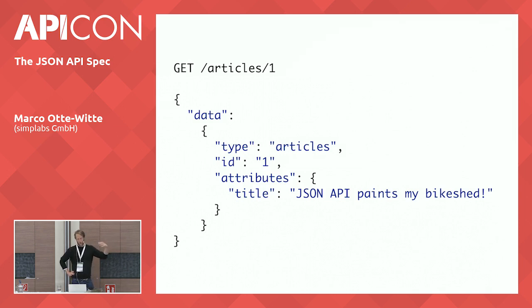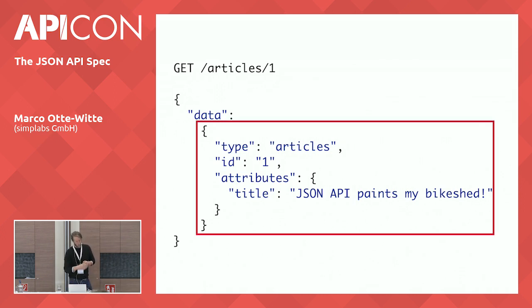So that's like assuming we have a blog example here, right? Like blog is always the best example. So we request an individual article with the ID 1 here, and then we get that response body that you see on the slide. Data is always the key for the primary response object, and in this case here, that's a resource object, which is this hash here.